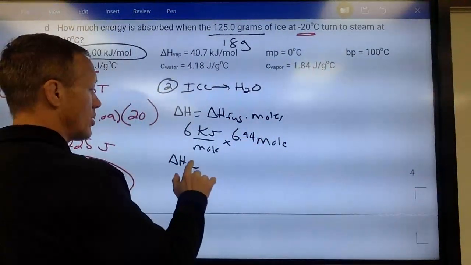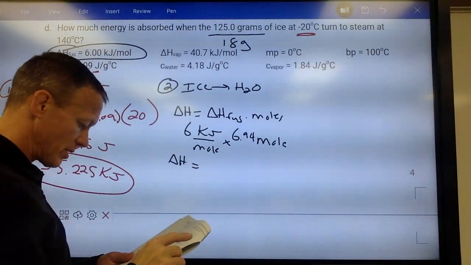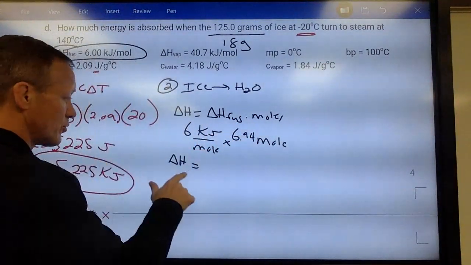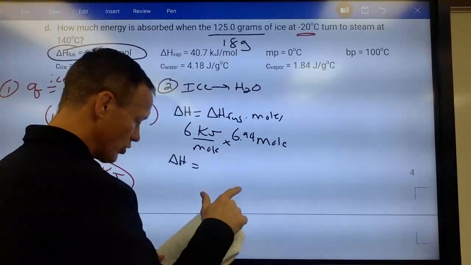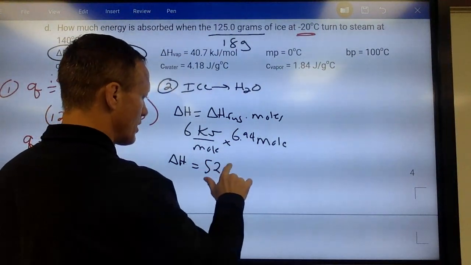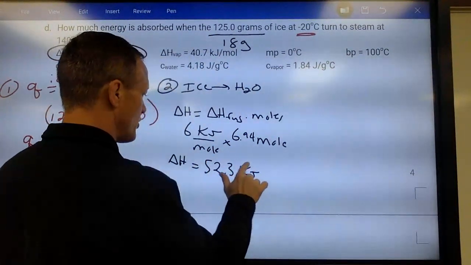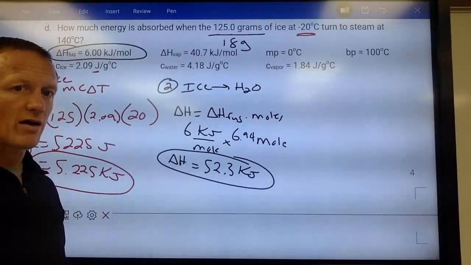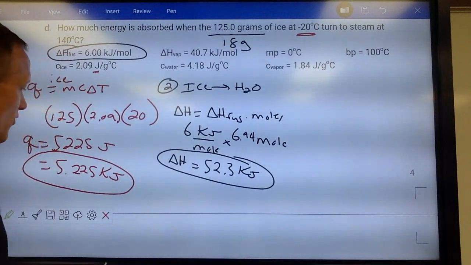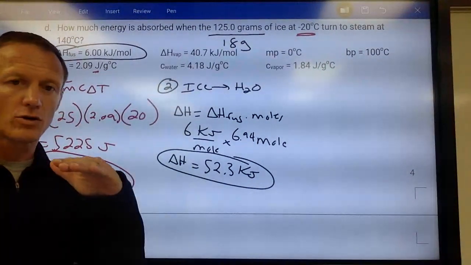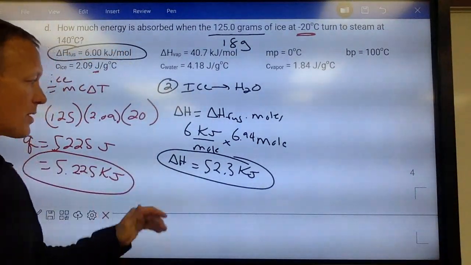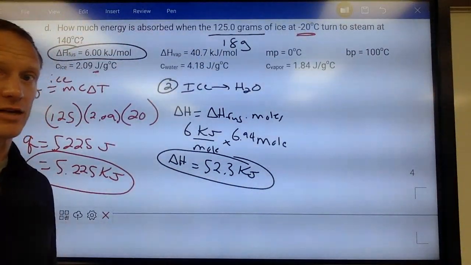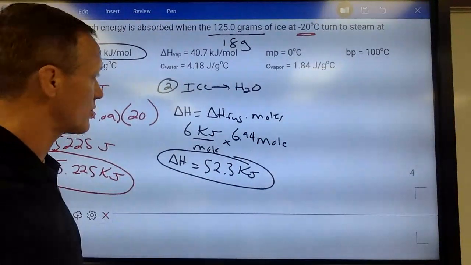So delta H there is, notice this is in kilojoules, whereas this over here is in joules. Our delta H there is 52.3 kilojoules. So we've added in about 57 and a half kilojoules so far. Five of those kilojoules made the ice go from negative 20 up to zero. 52 kilojoules to make that ice melt, still at 0 degrees Celsius. Temperature has not changed. Okay, still 0 degrees Celsius.